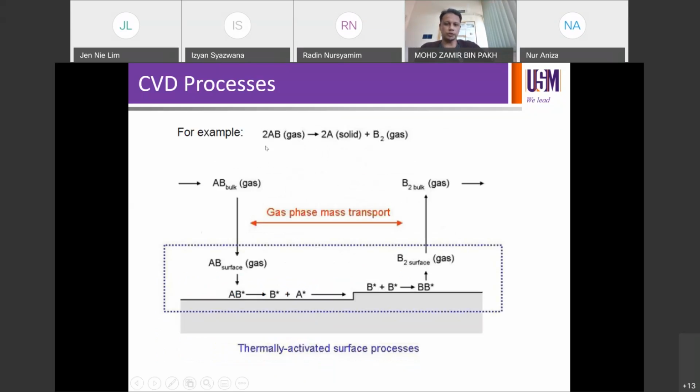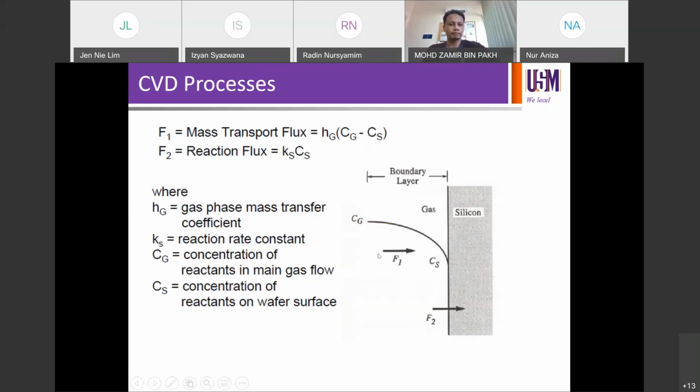So the reaction here is 2AB in the gas form, and then the gas experiences thermal decomposition in the CVD process to form a solid. For example, if you talk about silane, it breaks down into silicon and hydrogen. So the hydrogen here is a byproduct. So you want to have the solid deposited on your substrate.